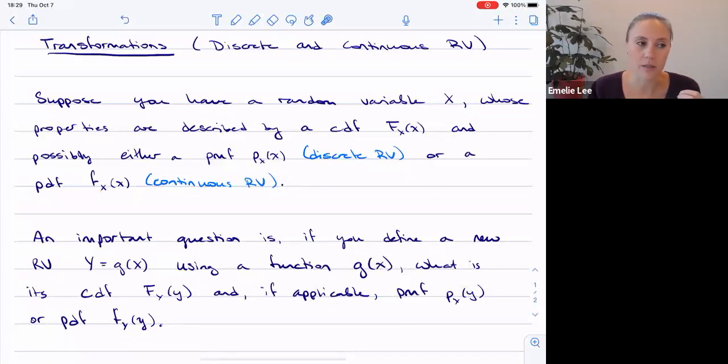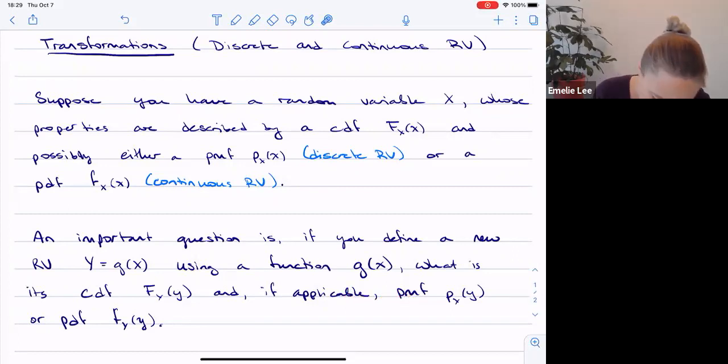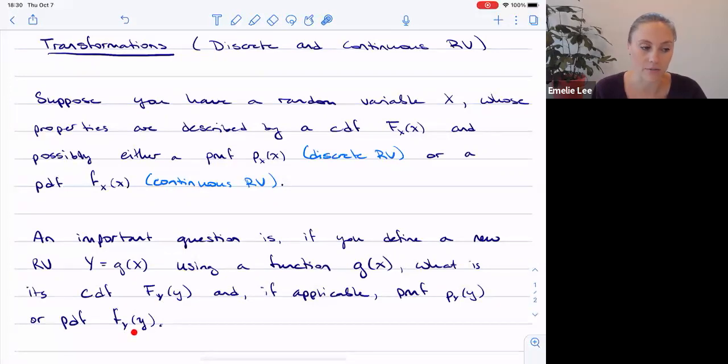So transformations are really important. One important question is: if you define a new random variable y as some function g of x, what is its CDF? What is the cumulative distribution function of y, F_Y of y? And if applicable, meaning whether it's discrete or continuous, the PMF, p_Y of y. I'm going to fix that, because my y's and my x's look similar. So if applicable, the PMF p_Y of y, or the PDF if you have a continuous variable, f_Y of y.